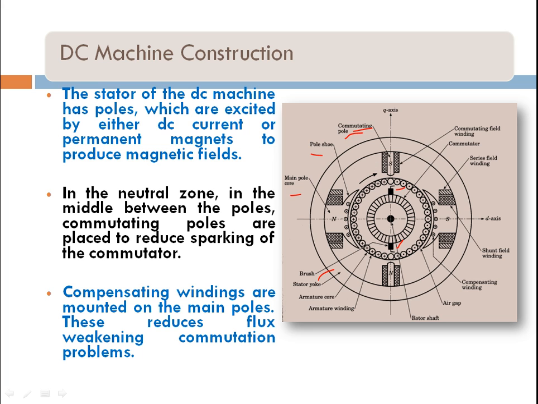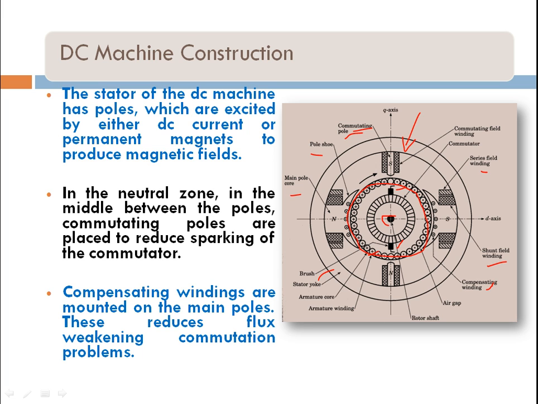Now, the outermost shell is called the yoke. And this is the armature winding. All of this circle is called the armature winding, and this is the armature core here, and the rotating shaft is there, so it will be rotating. The compensating winding is there, and the shunt field winding, and this is the series field winding: shunt field, series field.